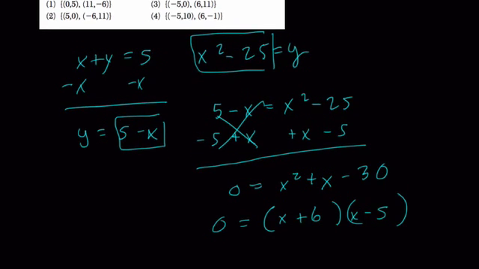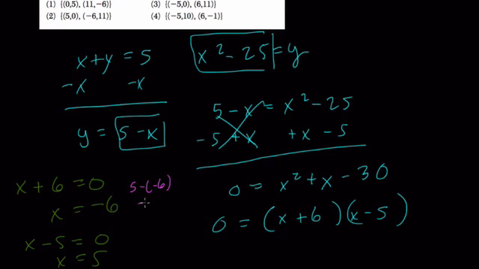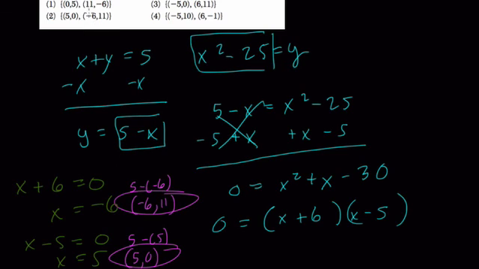This equals 0. So that means x plus 6 could equal 0. Subtract 6, x is negative 6. Or x minus 5 could equal 0. Add 5, and x equals 5. So the 2 points have x values of 5 and negative 6. And if we plug those values into the line, which is easier to work with than the other one, we get the points. So our line, 5 minus x, so if x is negative 6, we have 5 minus negative 6, which is 11. So one of our points is negative 6, 11. The other one, 5 minus 5, which is 0. The other point then is 5, 0. We have 2 points now, negative 6, 11, and 5, 0. Choice 2.